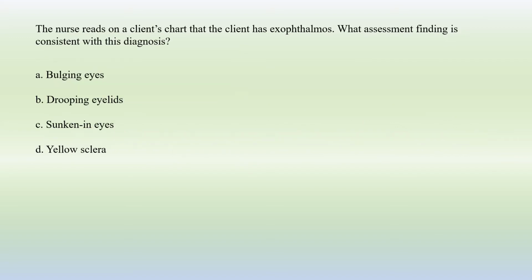The nurse reads on a client's chart that the client has exophthalmos. What assessment finding is consistent with this diagnosis? A. Bulging eyes. B. Drooping eyelids. C. Sunken in eyes. D. Yellow sclera.